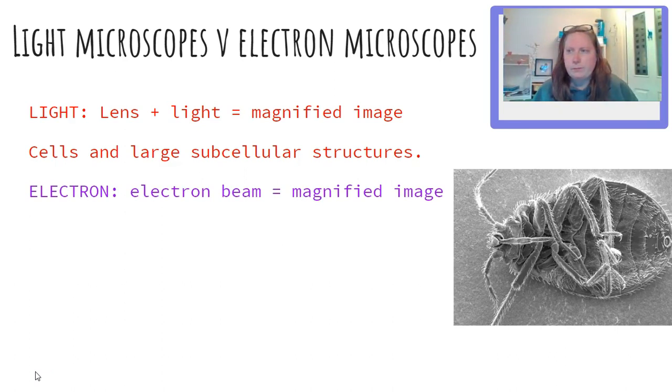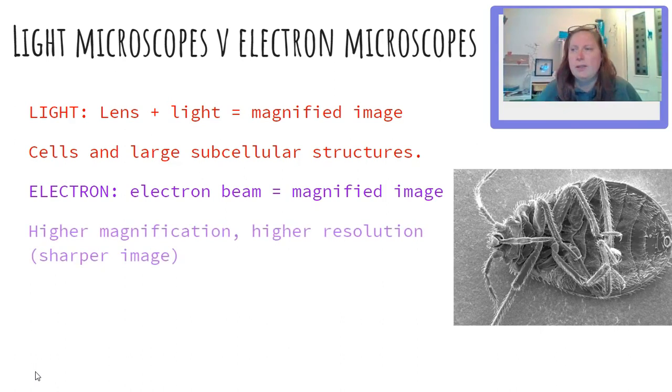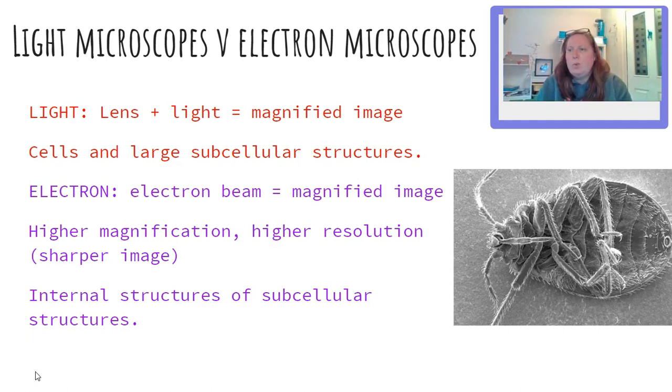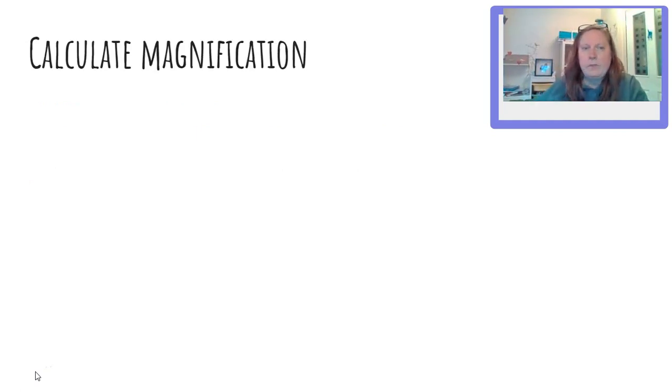Electron microscopes use electrons instead of light to form an image. They have a much higher magnification than a light microscope. They also have a higher resolution. Resolution is the ability to distinguish between 2 points. So a higher resolution will give a sharper image. Electron microscopes let us see much smaller structures in more detail. So we can see the internal structures of mitochondria and chloroplasts, and they will let us see even tinier things like ribosomes and plasmids.